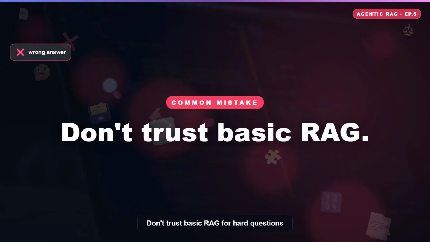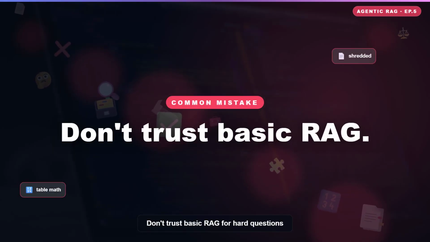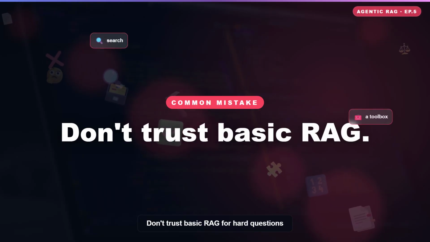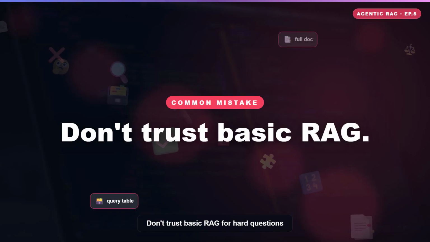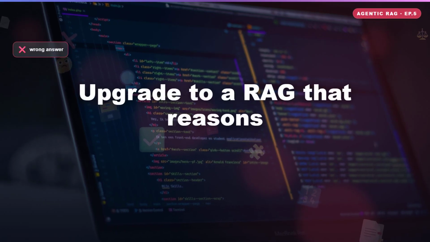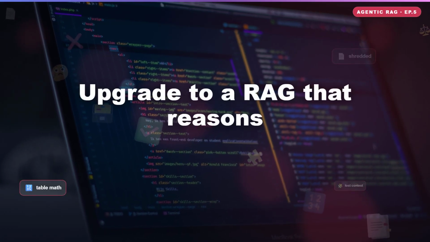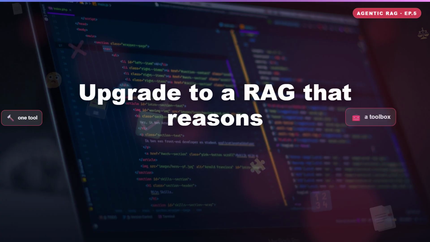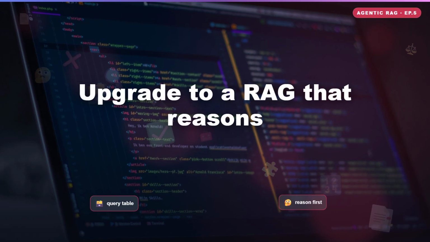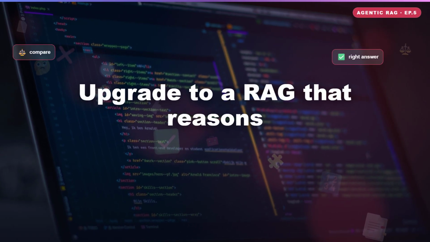So the common mistake to avoid is this. Don't trust a basic RAG setup for anything involving tables, multiple documents, or real reasoning. That's exactly where it quietly falls apart. If your AI keeps fumbling questions about your own documents, the answer usually isn't a smarter model. It's a smarter way of searching. Upgrade it to an Agentic RAG that can actually reason and see how much sharper the answers get.